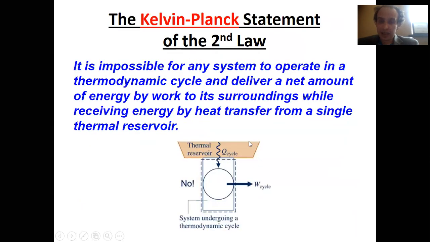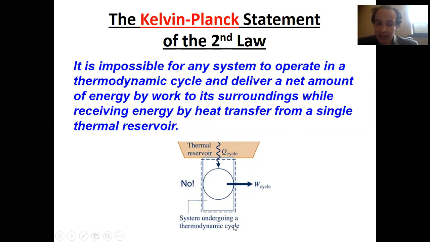So then let's come to the Kelvin-Planck statement of the second law. There are many ways you can word it, but it states that it's impossible for any system to operate in a thermodynamic cycle and deliver a net amount of energy by work to its surroundings while receiving energy by heat transfer from a single reservoir. I don't request you to remember it word by word, but I want you to understand it in detail. It states that it's impossible to operate in such a manner that heat will be entirely converted into work.